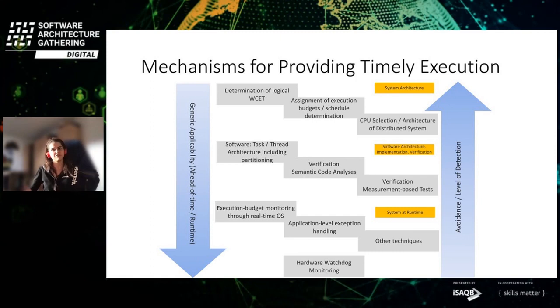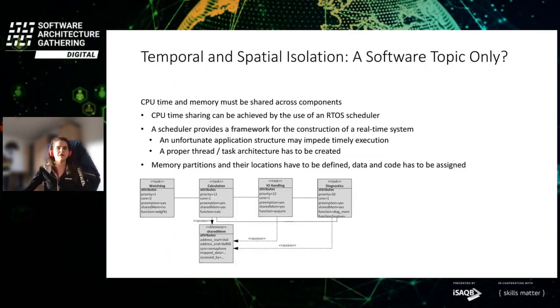Is it a problem of the software architecture? Is this a problem that might arise because the CPU might not be powerful enough? And so on. As you see, there are lots of mechanisms that are important here, and software itself cannot solve the problem. So what might be interesting here for the software side is the creation of a so-called thread or task architecture that I would like to go into detail now.